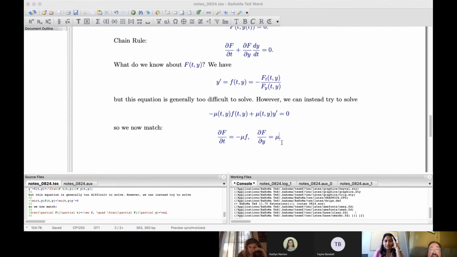All right. Okay. So now what I can do is take this equation and differentiate with respect to y. This equation, differentiate with respect to t.